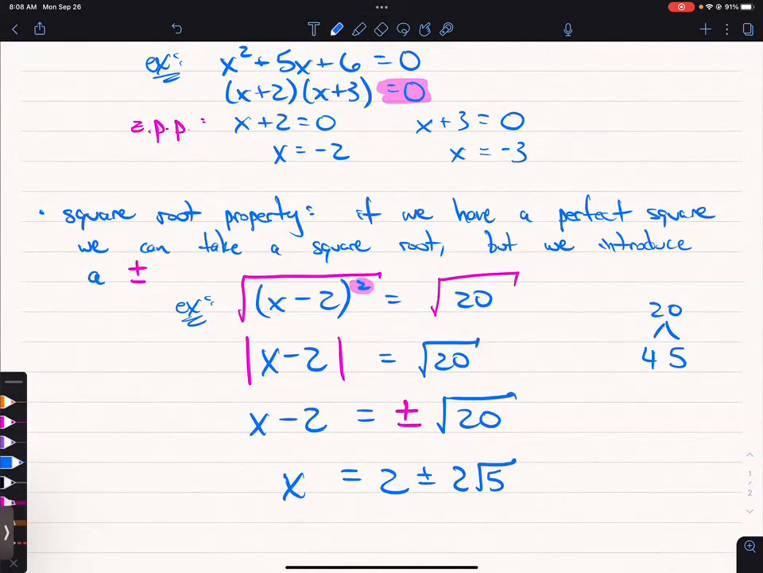Okay, so that's when that square root thing comes in. If you've got a perfect square, you can do that. If not, then not so much. So it's kind of a specialized thing. It's nice when it works, but it doesn't work all the time. Okay, all right, that's pretty much where we're at.